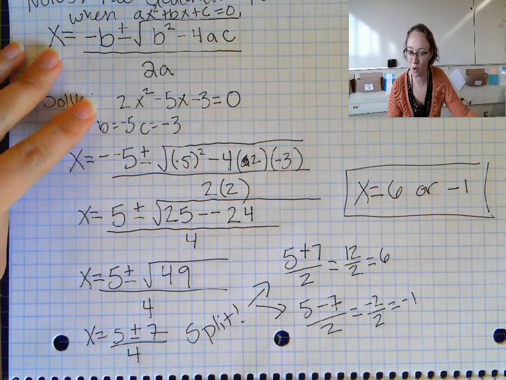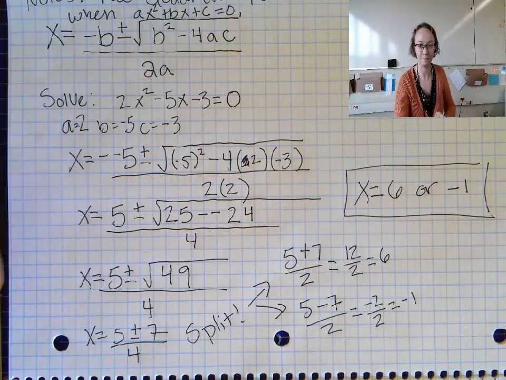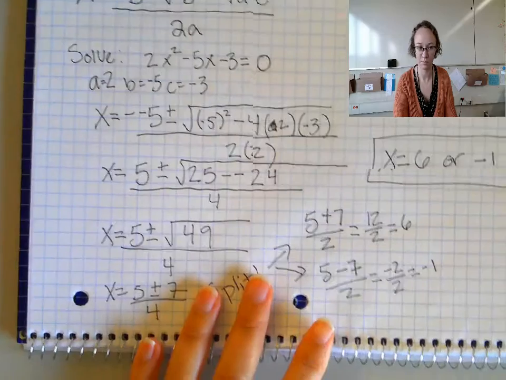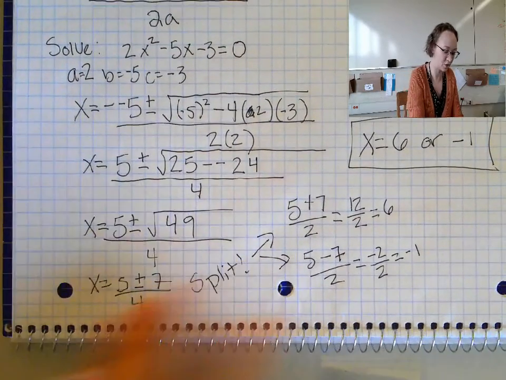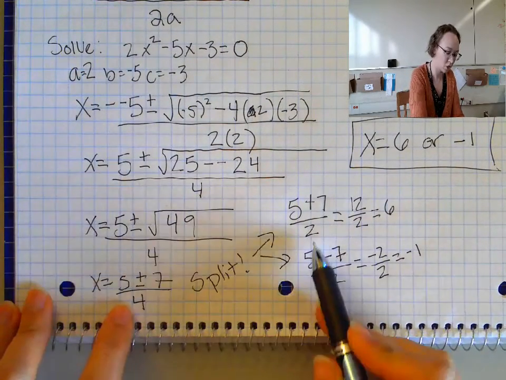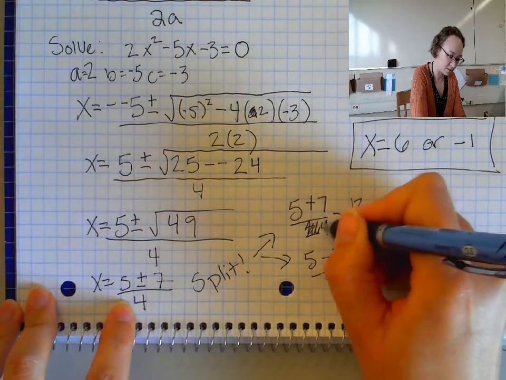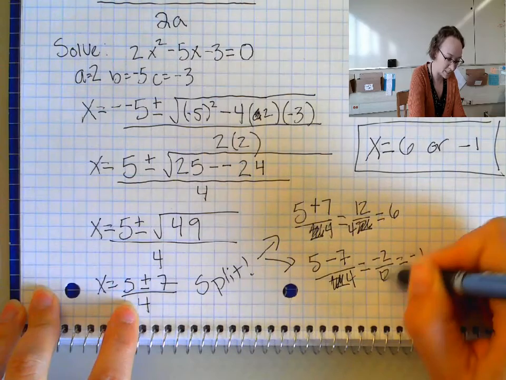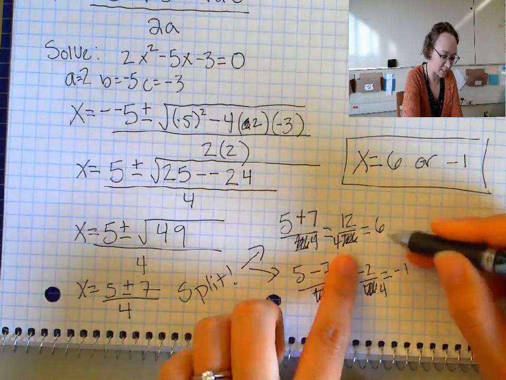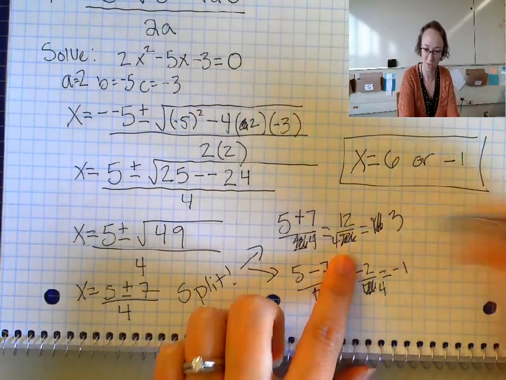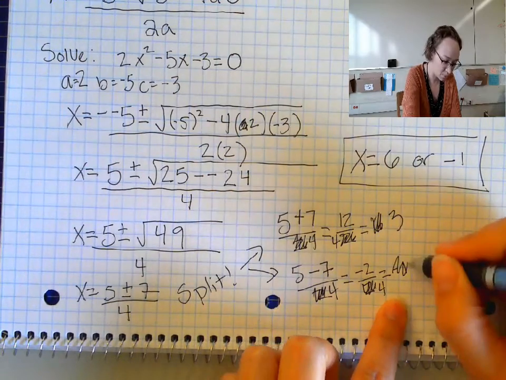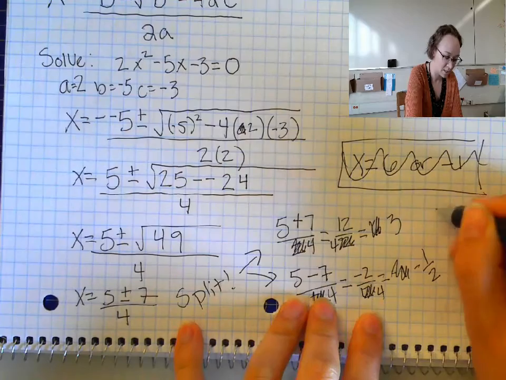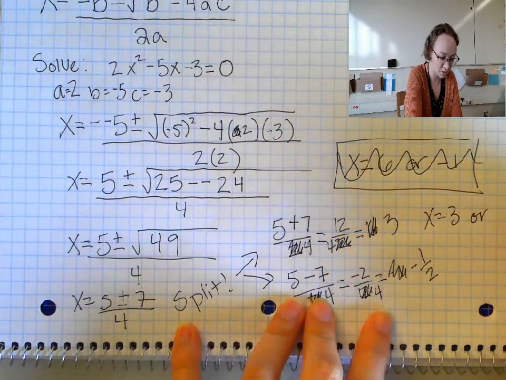So let's do one now where it doesn't turn out so nicely. But it'll still work. Uh-oh. I just realized I changed this 4 to be a 2. What was I doing? I'm crazy. So this should not have been 6. This should have been 3. This shouldn't have been negative 1. This should have been negative 1/2. Oh my goodness. X equals 3 or negative 1/2.